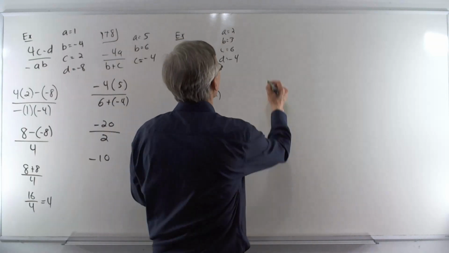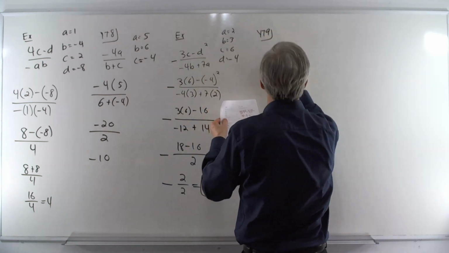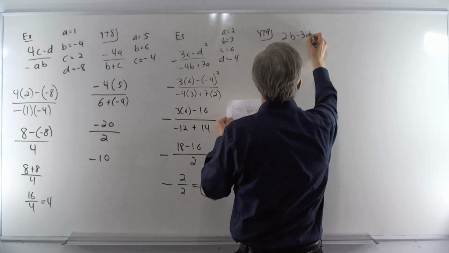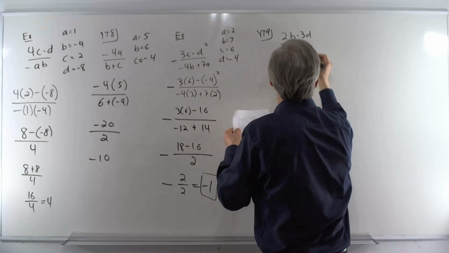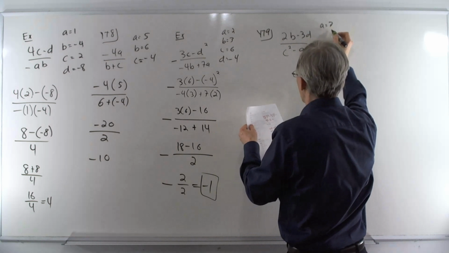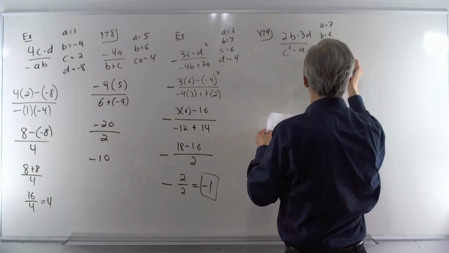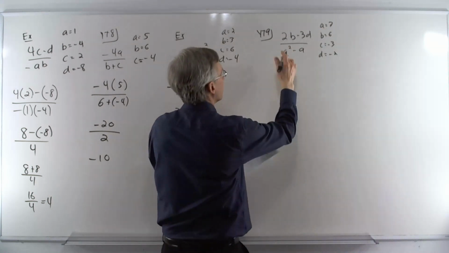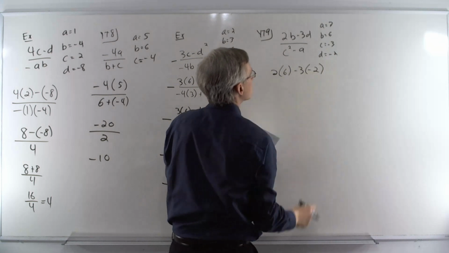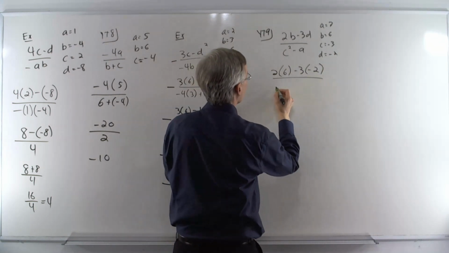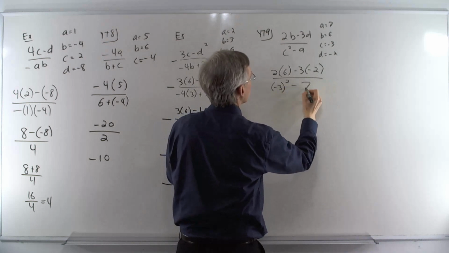Your turn, number 9. 2b minus 3d all over c squared minus a, where a equals 7, b equals 6, c is negative 3, and d is negative 2. So let's plug these in. 2 times b, which is 6, minus 3 times d, which is negative 2. All right, over c is negative 3, so negative 3 in parentheses, squared, minus a, which is 7.